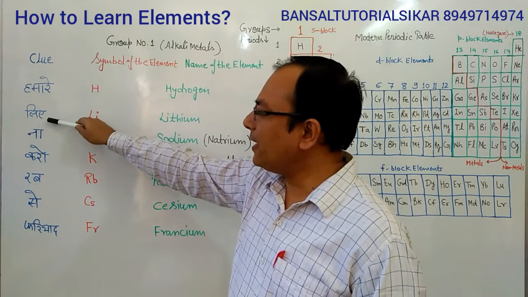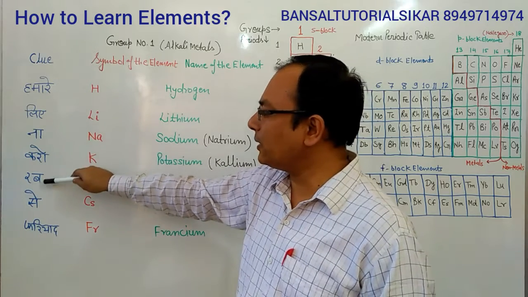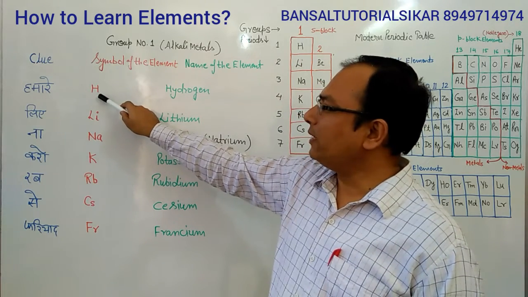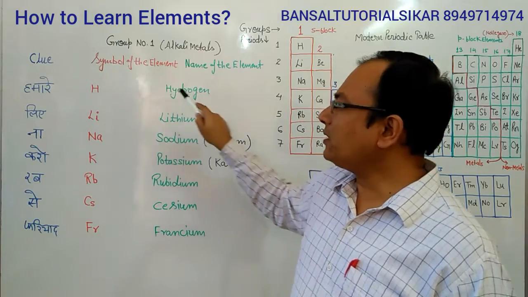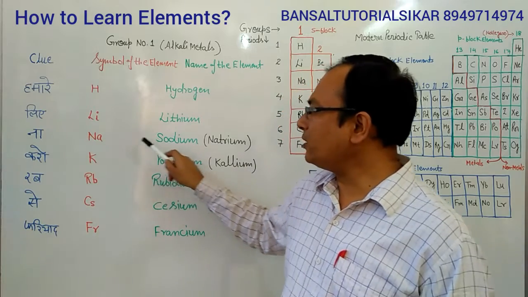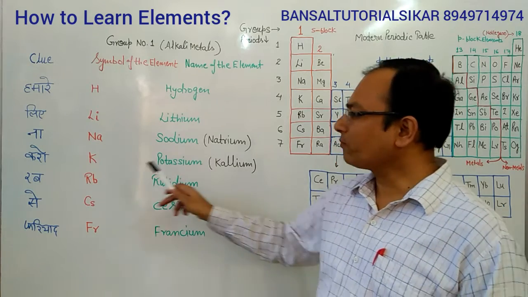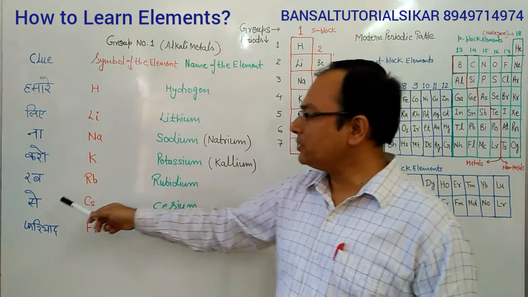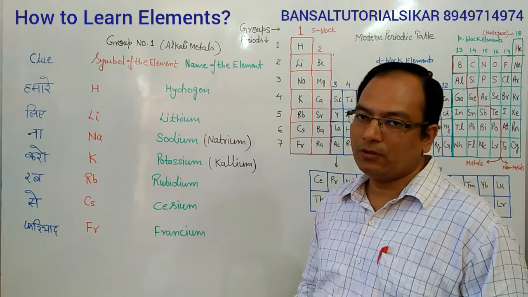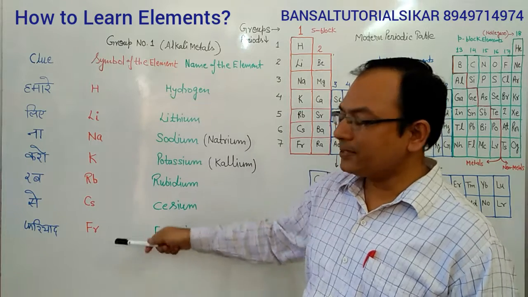The clue is: हमारे लिए ना करो रब से फरियाद. From हमारे we think about H, and H means hydrogen. लिए, Li, lithium. ना, Na, sodium, natrium. करो, K, potassium, kalium. रब, Rb, rubidium. से, Cs, cesium. फरियाद, Fr, francium. So by this clue we can easily learn these elements.